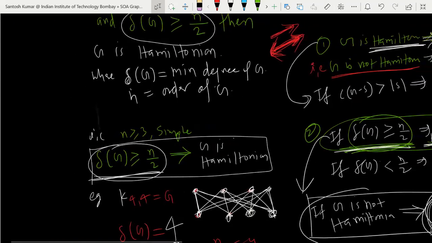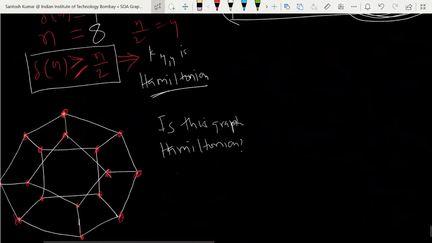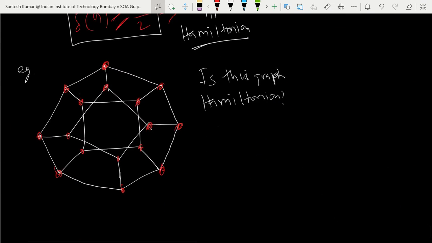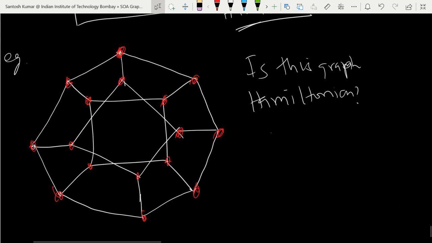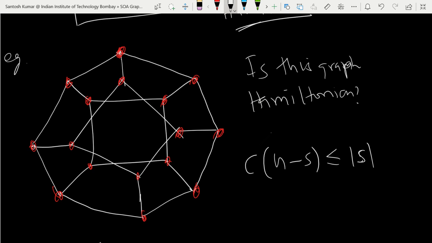Anyone got to the conclusion of that example? Sir, in this case the first statement is true, sir. It satisfies. Okay. Again, if you want to say that this holds, that the number of components of G minus S is less than or equal to mod S, it holds. Then still you cannot say anything.